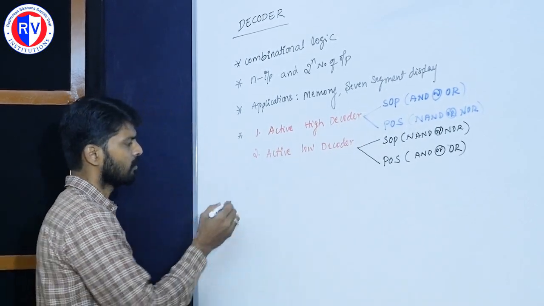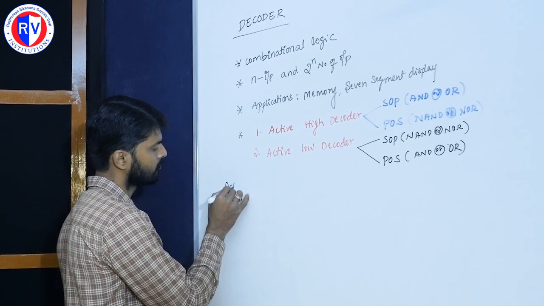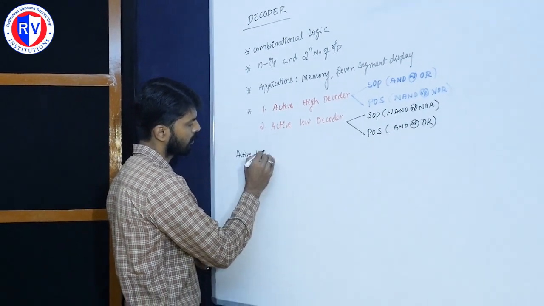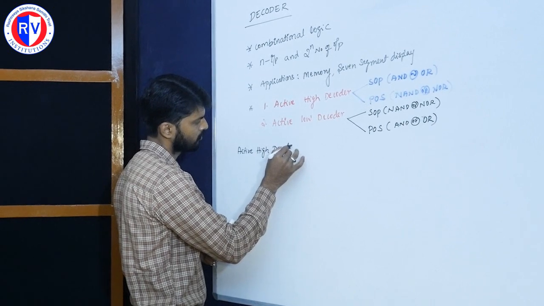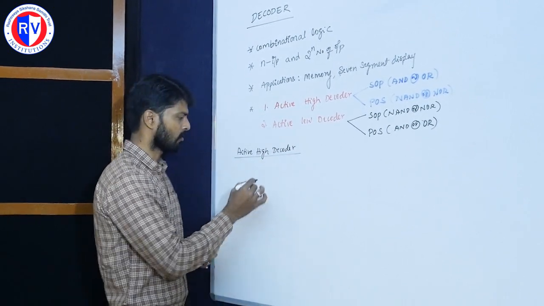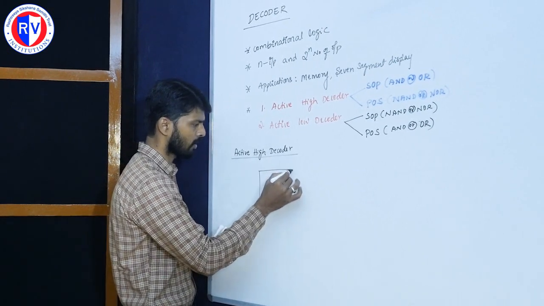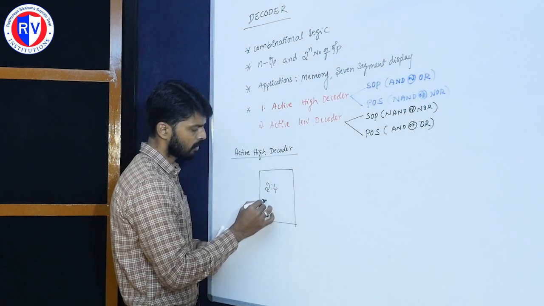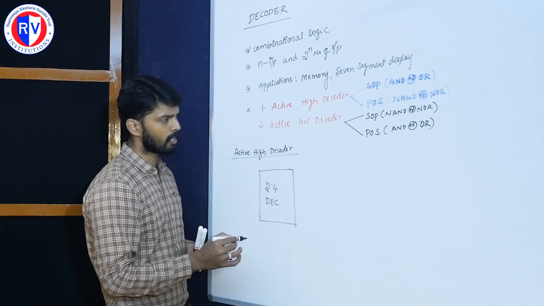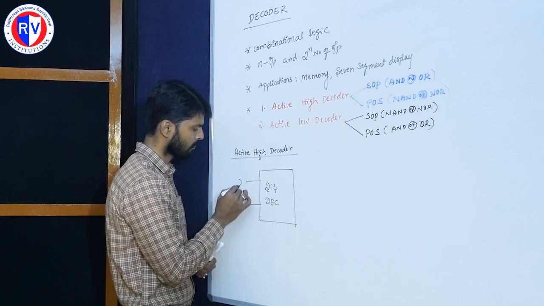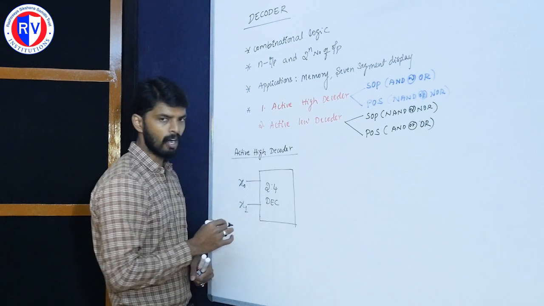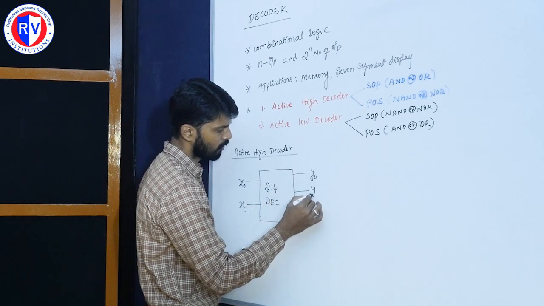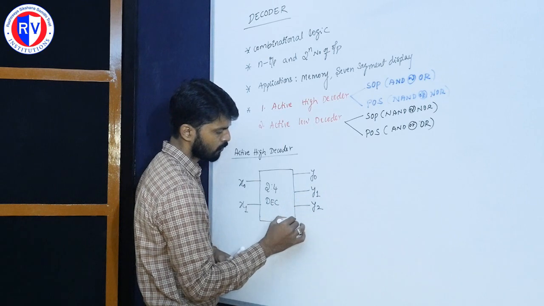Next, we will design an active high decoder. First we will see the logic of the active high decoder. So this is the block diagram of the active high decoder. First I will discuss the 2:4 decoder. A 2:4 decoder means it has 2 inputs and 2 to the power of n outputs. So 2 to the power of 2 is 4. There are 4 outputs: y0, y1, y2 and y3.